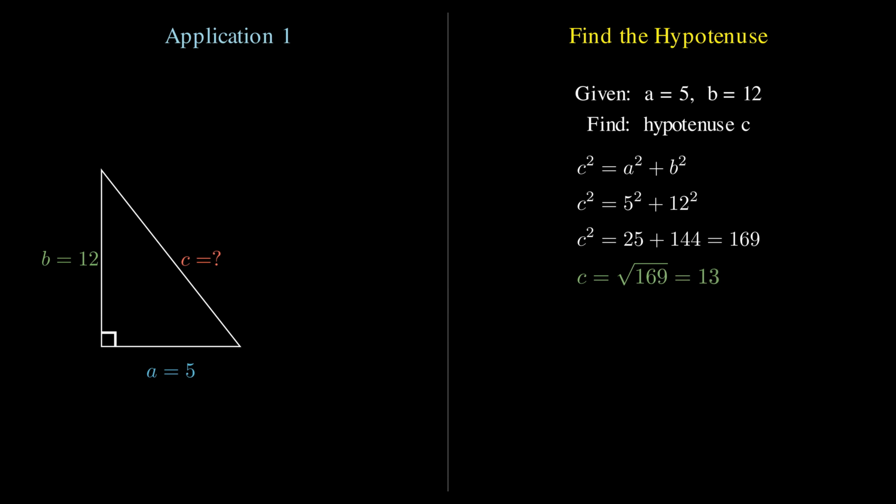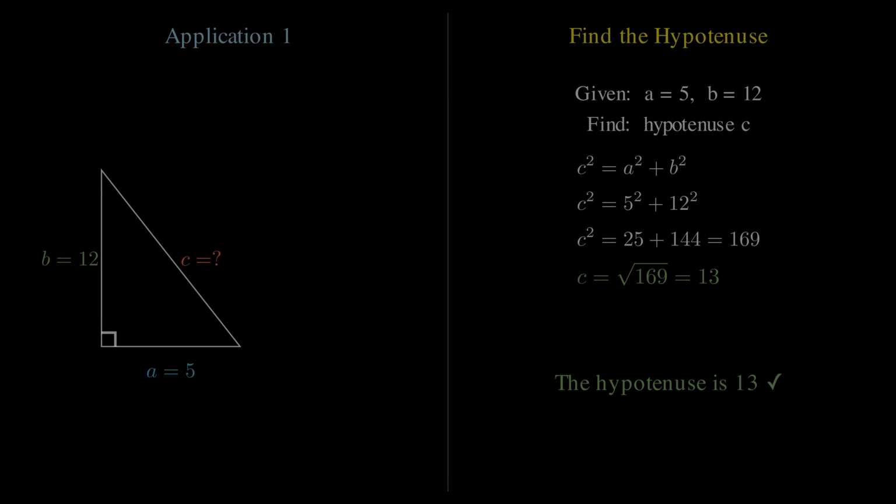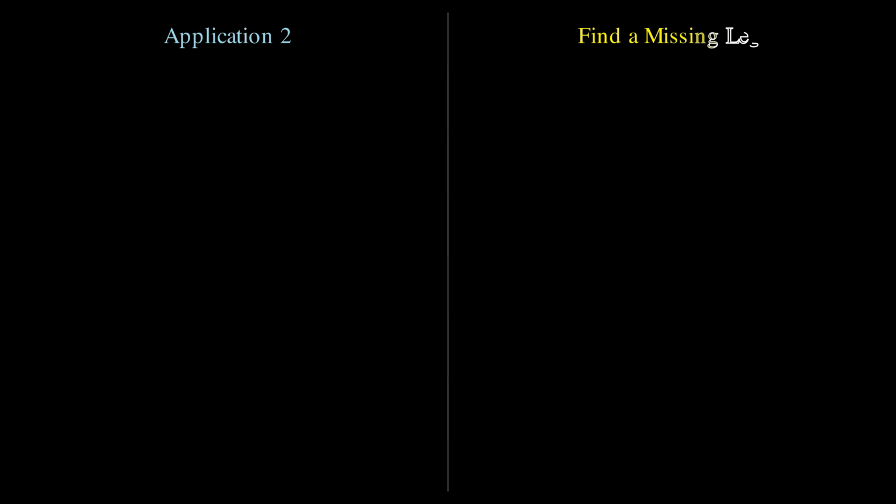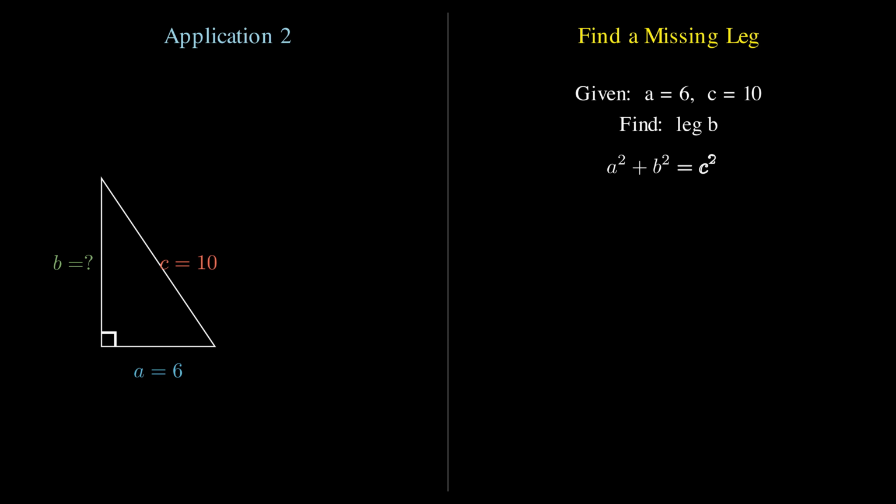So c squared equals 169. Take the square root to solve for c. The square root of 169 is 13, so the hypotenuse is 13. Now consider a different situation. Suppose the hypotenuse is 10, one leg is 6, and the other leg is unknown.